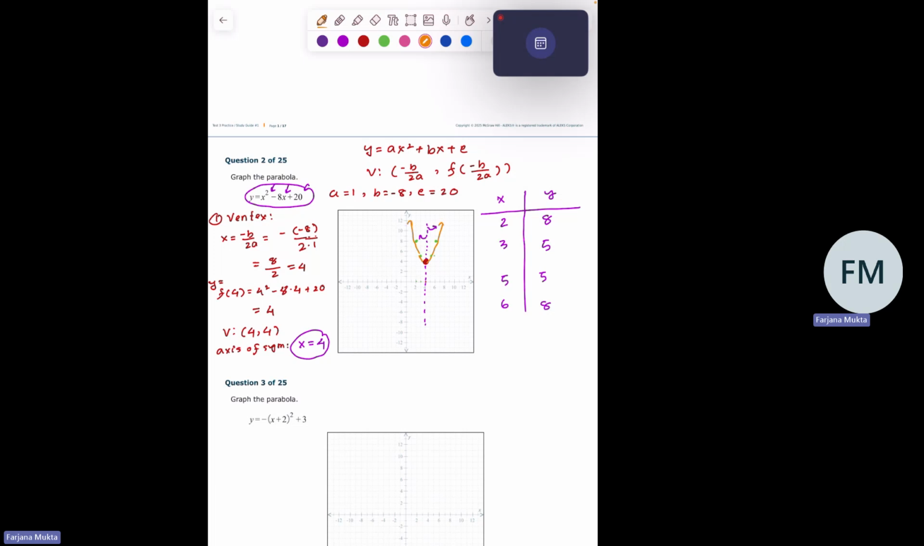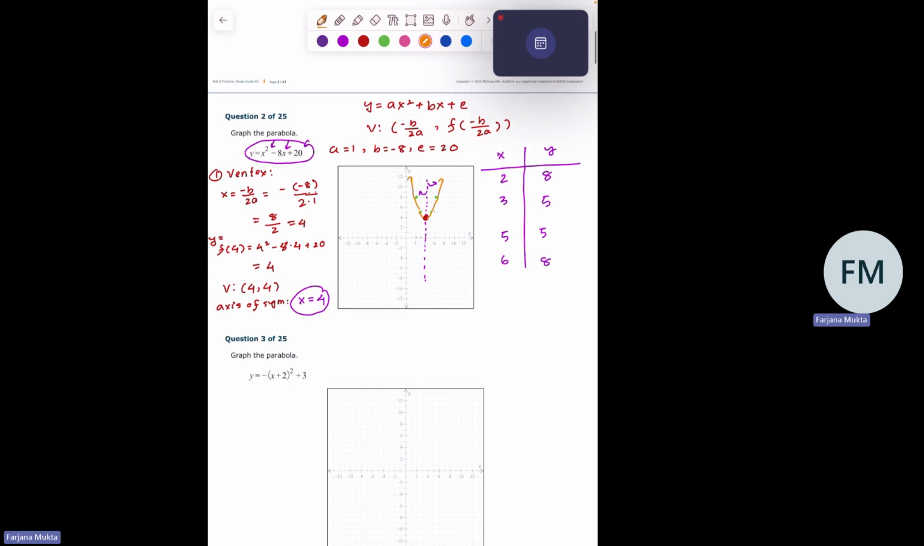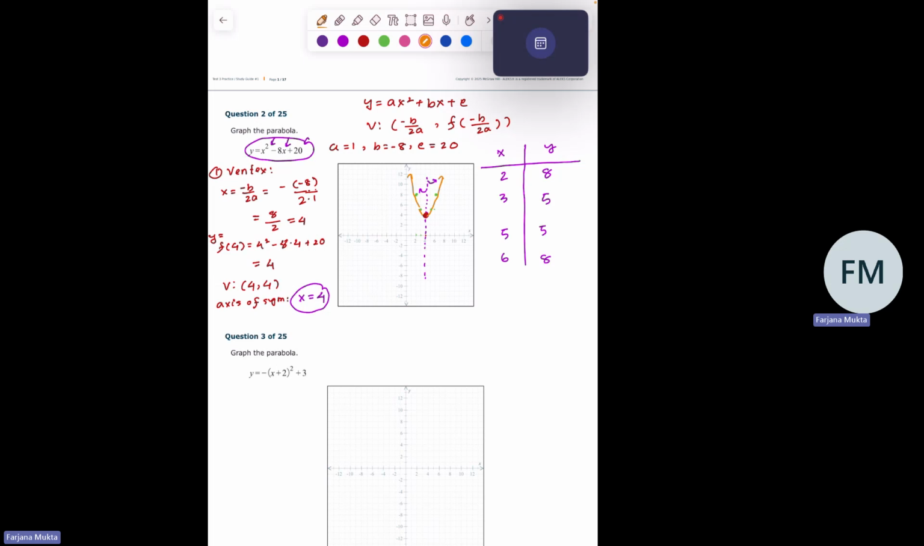And also you can check if it's opening upward or downward by what? By the leading coefficient. In this, what is our leading coefficient? A. A is 1, right? So if the leading coefficient is positive, it opens upward. And if in some question you get a negative leading coefficient, then that means it opens downward. All right, so let's move forward.